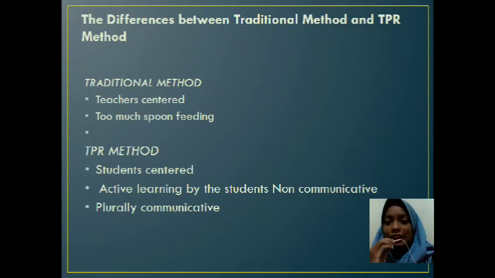The differences between the traditional method and the TPR method. Traditional method is teacher-centered, meaning the teacher controls the class and the student is passive and dependent on the teacher. Too much spoon feeding means the material explanation comes only from the teacher. And next, passive learning by the students. And then non-communicative, of course, because only the teacher controls the class. Neglects students' creativity.